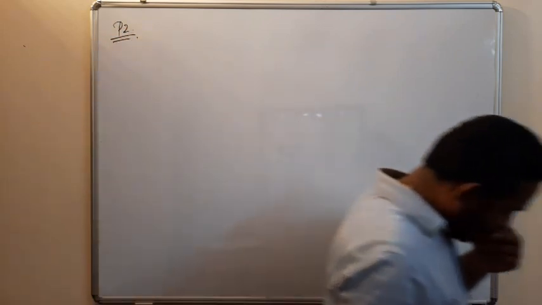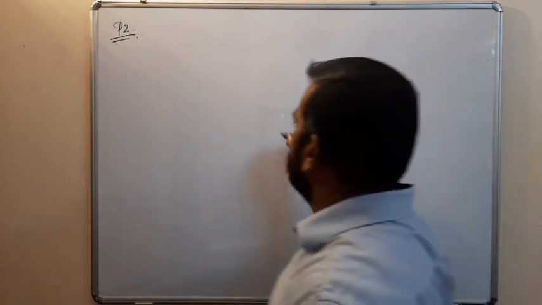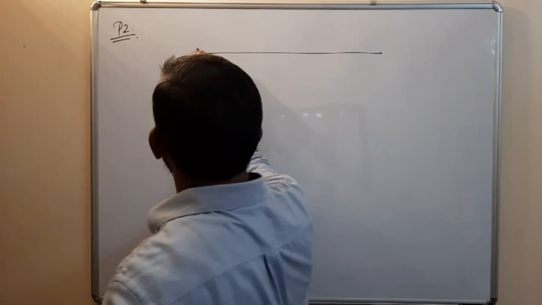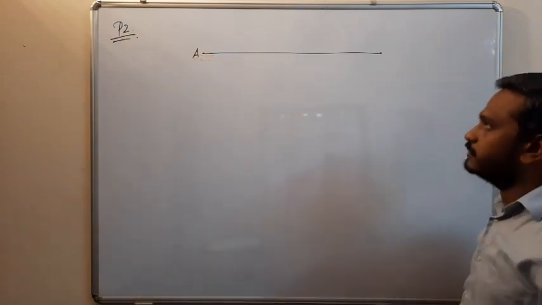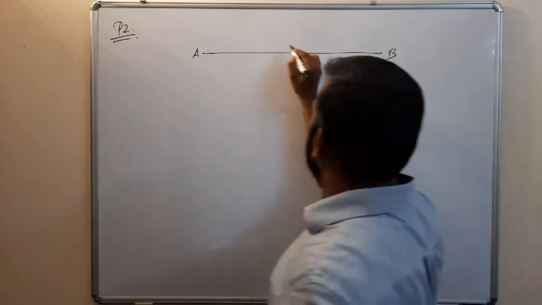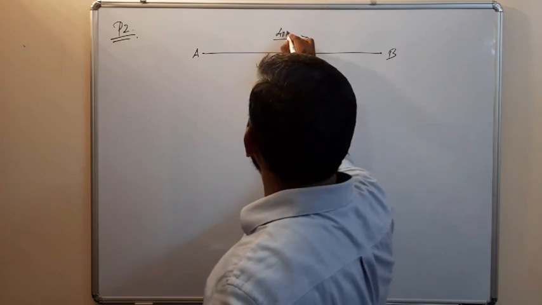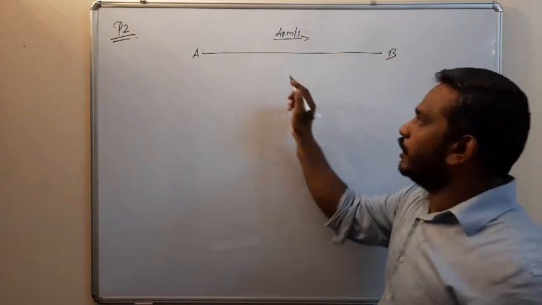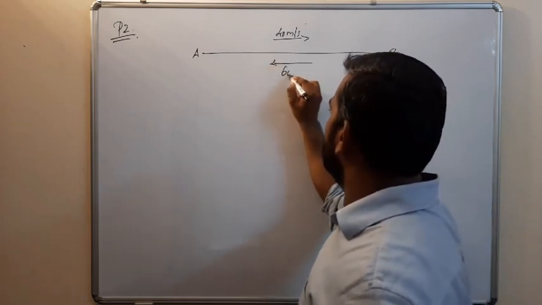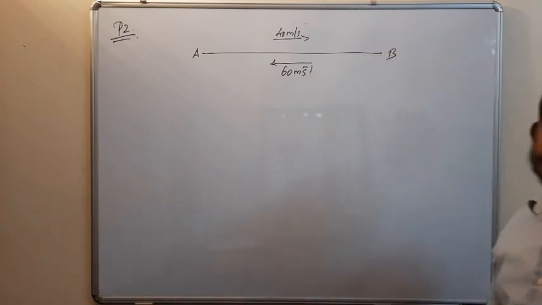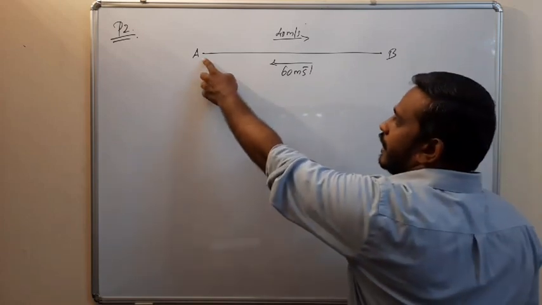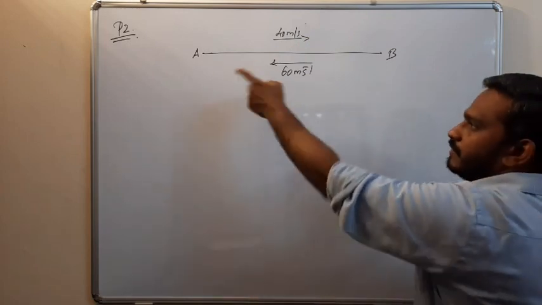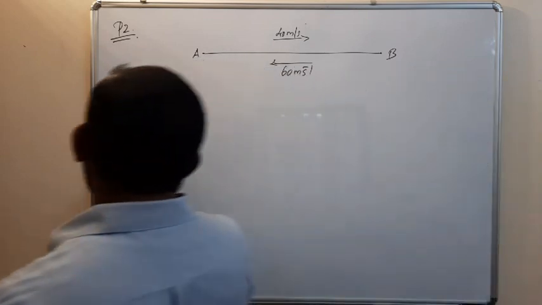P2. An object starts from A and travels to the point B with a velocity of 40 meter per second, and returns back to the point A with a velocity of 60 meter per second. What is the average velocity? What is the average speed?